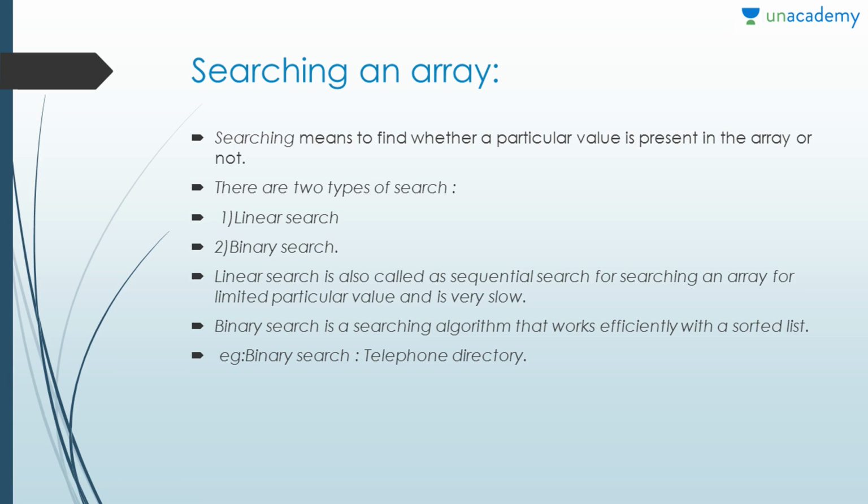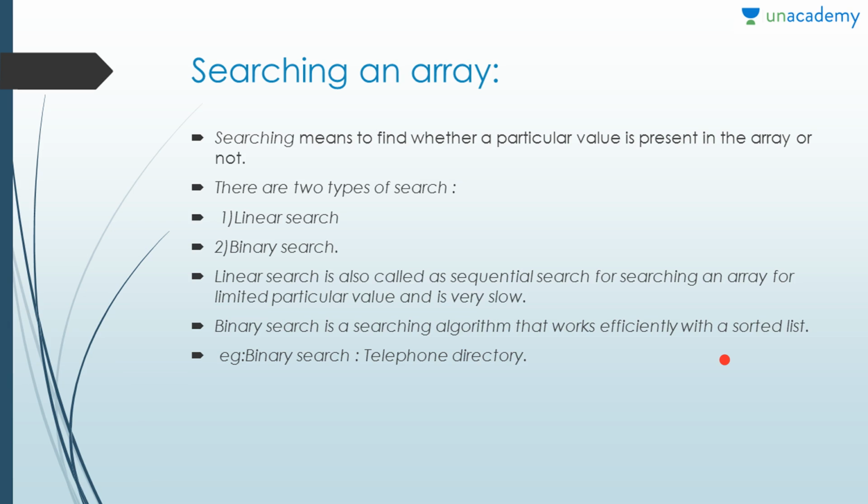So linear search is also called sequential search, for searching an array for a particular value, and it is very slow, right? Binary search is a searching algorithm that works efficiently with a sorted list, meaning there are two types of list, sorted and unsorted, out of which binary search works efficiently with a sorted list.